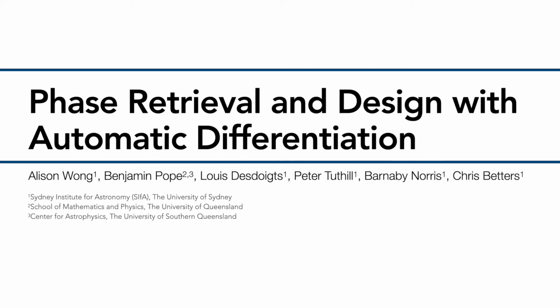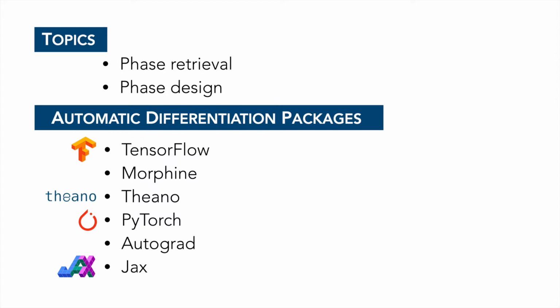This is a brief introduction showing how phase retrieval can be performed with gradient descent, and we will later extend this to phase design. To do this, we will make use of some of the automatic differentiation software that is available now. And basically, we'll use these to automatically calculate the gradients we need for our gradient descent.